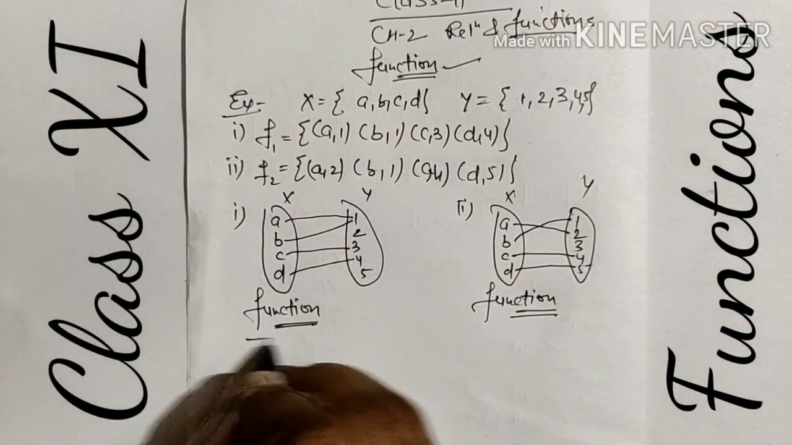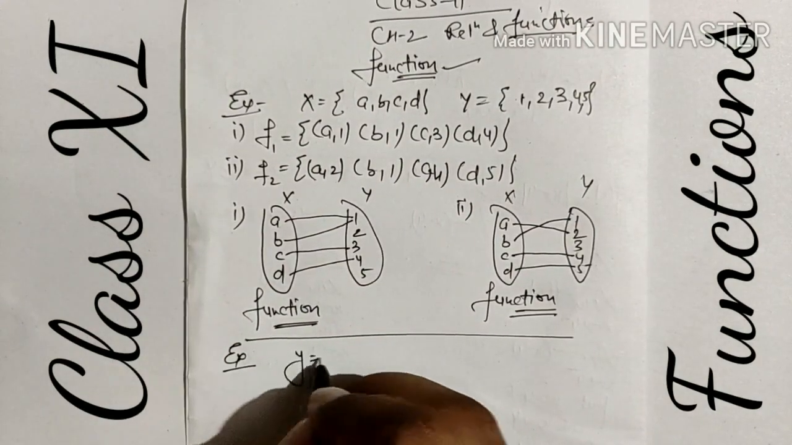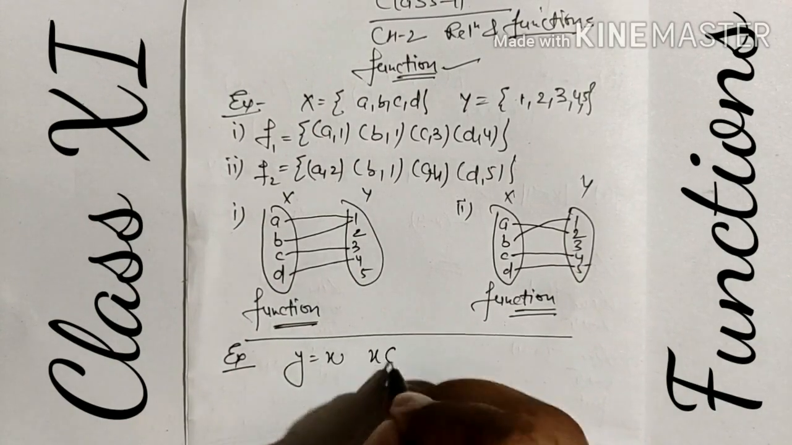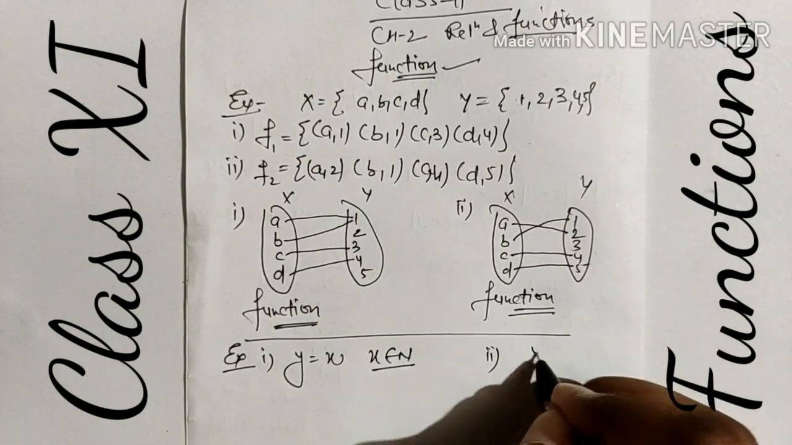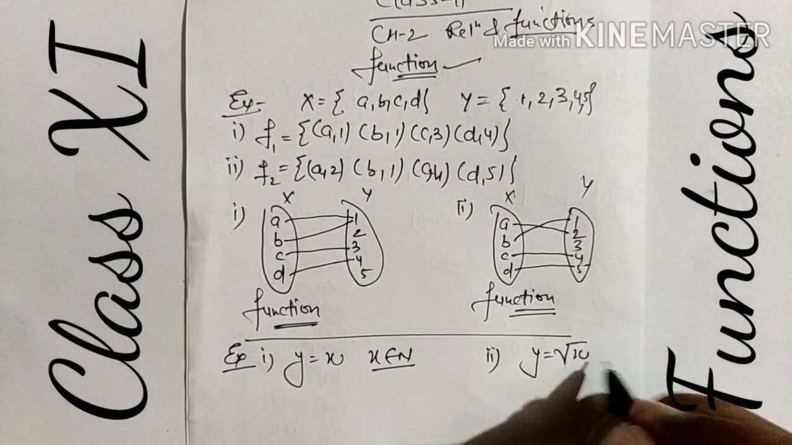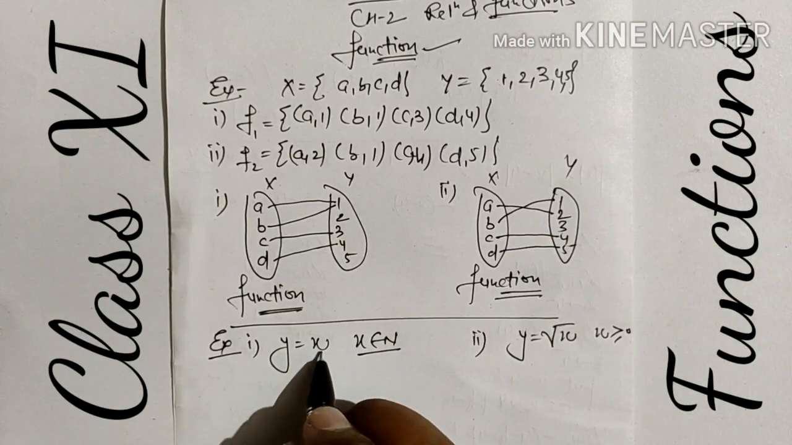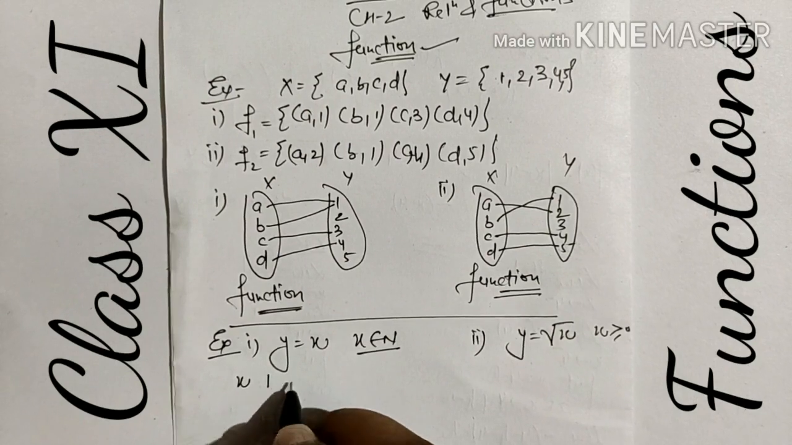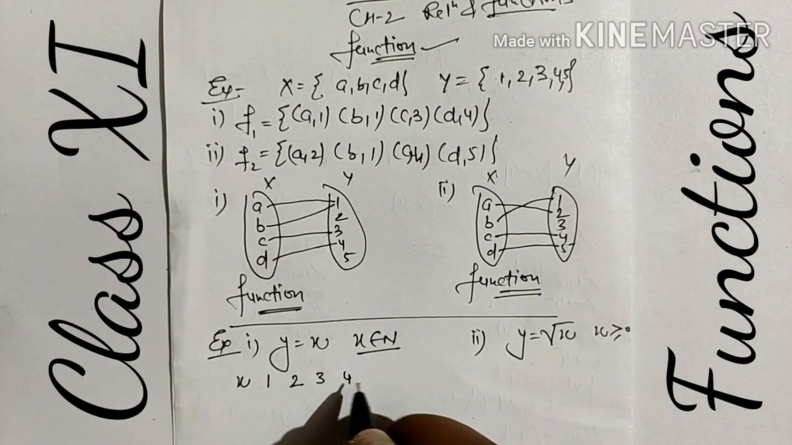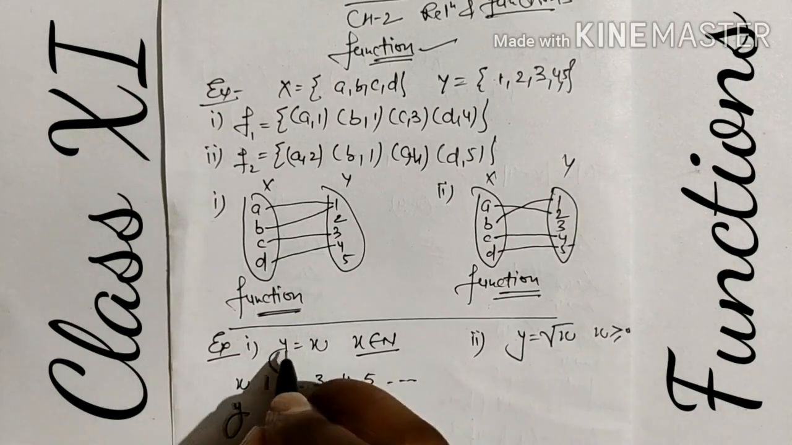Now we are taking another example. Our example is Y equals X, where X belongs to natural numbers. We are taking 2, 3 examples here. Another one, Y is given by square root of X, where X is greater than or equal to 0. Here Y and X both are equal, where X belongs to natural numbers. We know that natural numbers are 1, 2, 3, 4, 5, and so on. As we see here, X and Y both are the same.